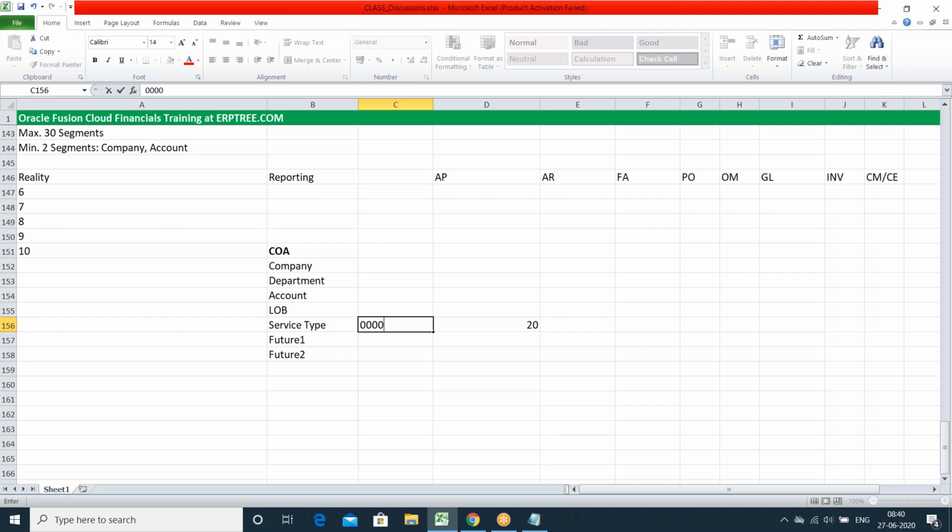Whenever the user is recording the transaction, they select company, department, account, LOB. They leave service type with some dummy values. Even for the future, you don't know which segment is going to be used, but if you don't enter any value for future 1 and future 2, the system won't allow it. That is the reason to enter some dummy value. That's how we manage.